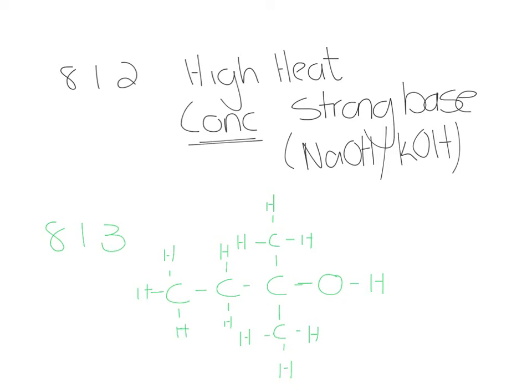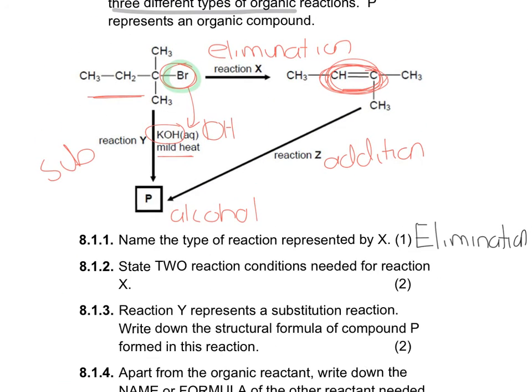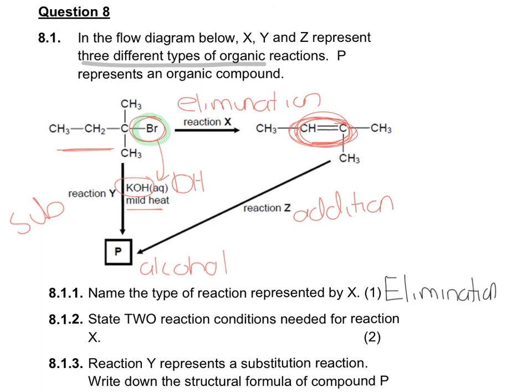Then in 8.1.4, they say apart from the organic reactant, write down the name or formula of the other reactant for Z. So if we go back to Z, besides the fact that we're going to have the alkene, I have to turn this alkene into an alcohol. The only way I can do that is by adding water. Now they were nice to us in this question. They said name or formula. So H2O or water would be fine. Then they say name the type of reaction represented by Z. Well, we've done that. It's addition.